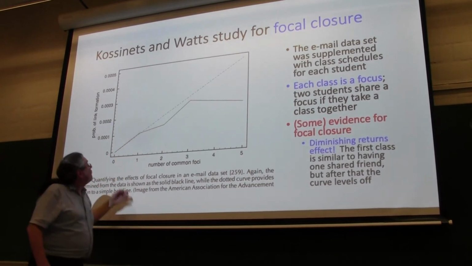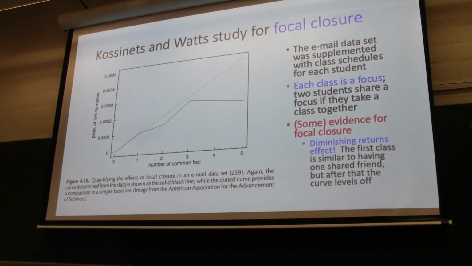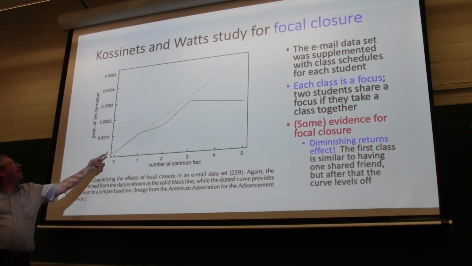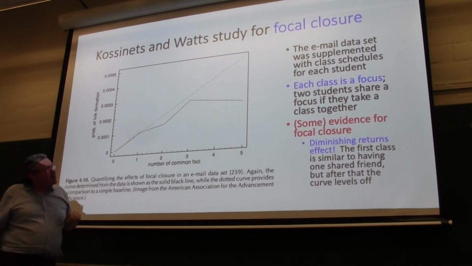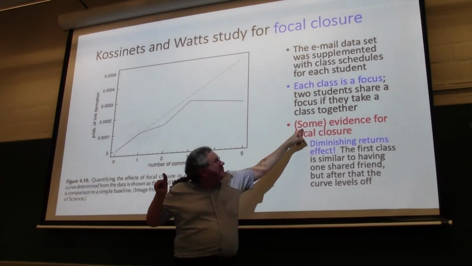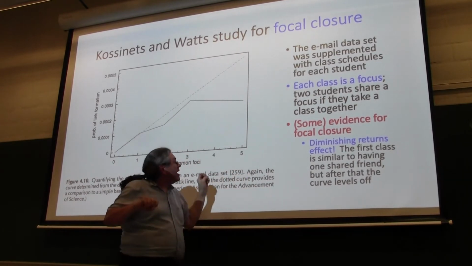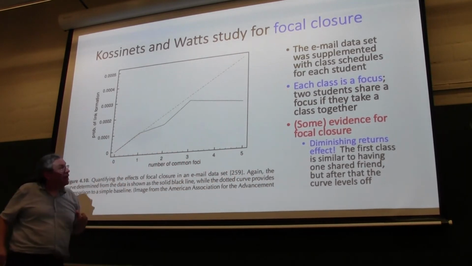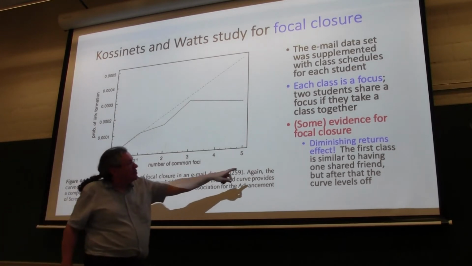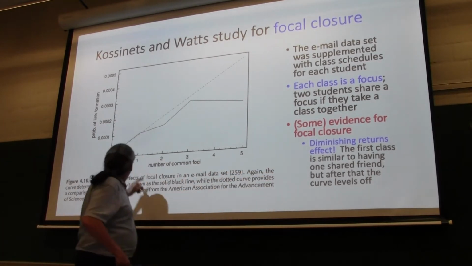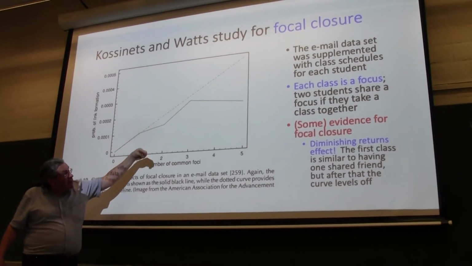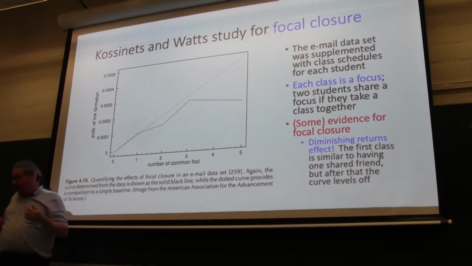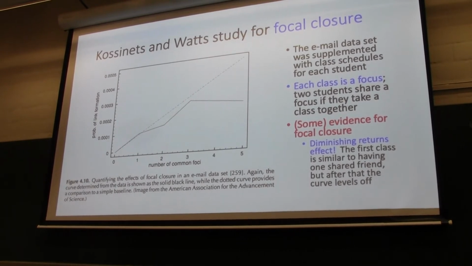So you can see focal closure is not so strong as triadic closure. And these numbers are smaller. So there's some evidence, but it's less strong. Diminishing returns. If you have one class, you have good effect. But after that, it's weaker. Because you have 2, 3, 4 classes, it doesn't change.